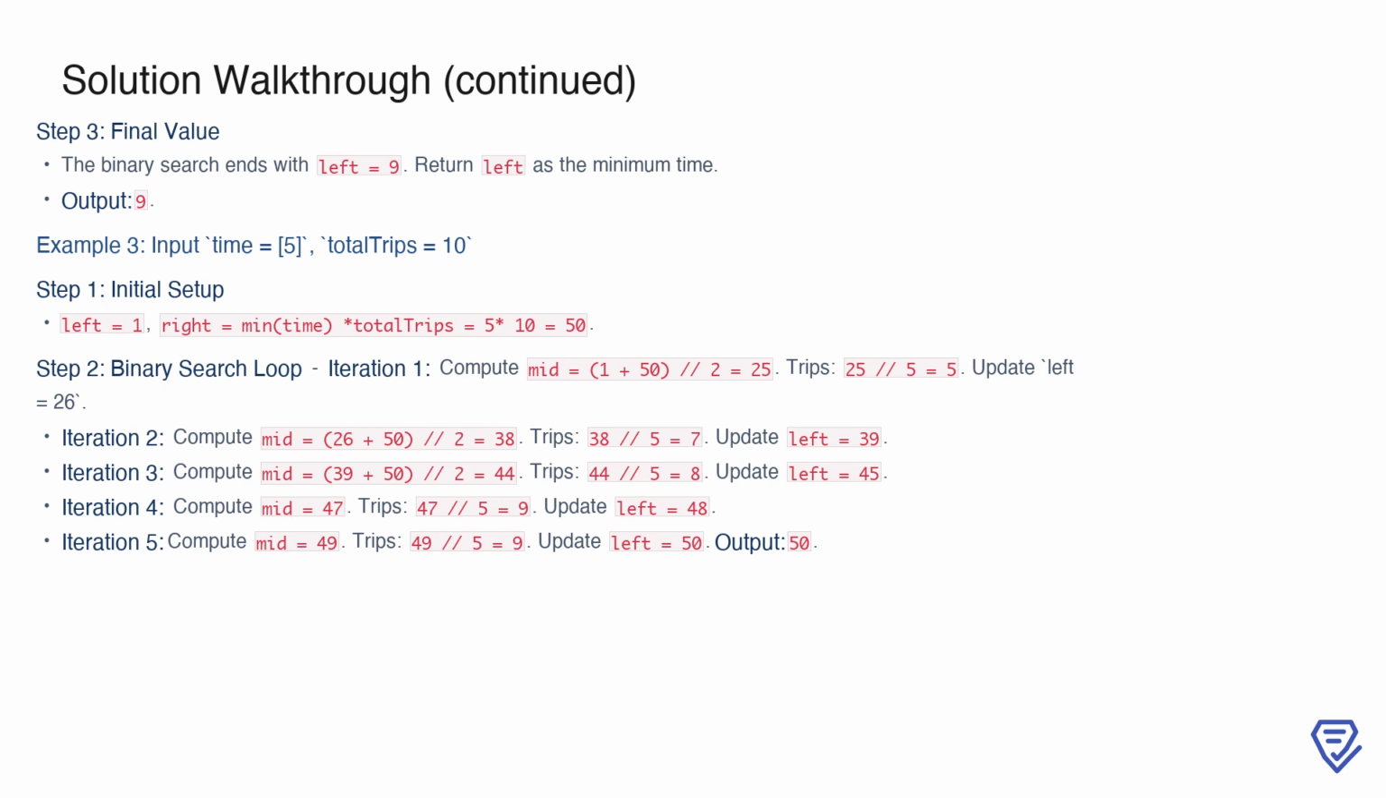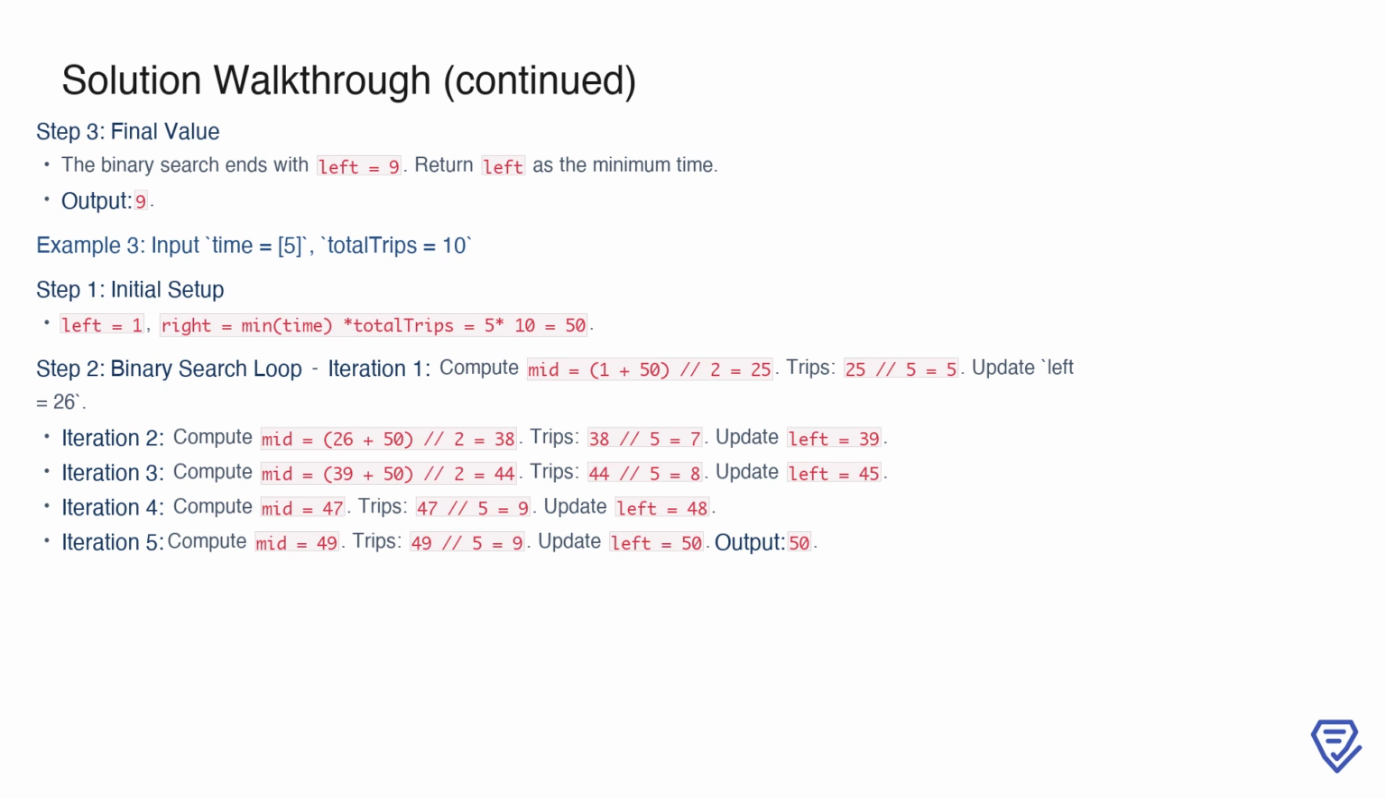In the second iteration, mid equals 26 plus 50 / 2 equals 38, resulting in 38 / 5 equals 7 trips. Again, we adjust left to 39. The third iteration gives mid equals 39 plus 50 / 2 equals 44, with 44 / 5 equals 8 trips, prompting us to set left equals 45.